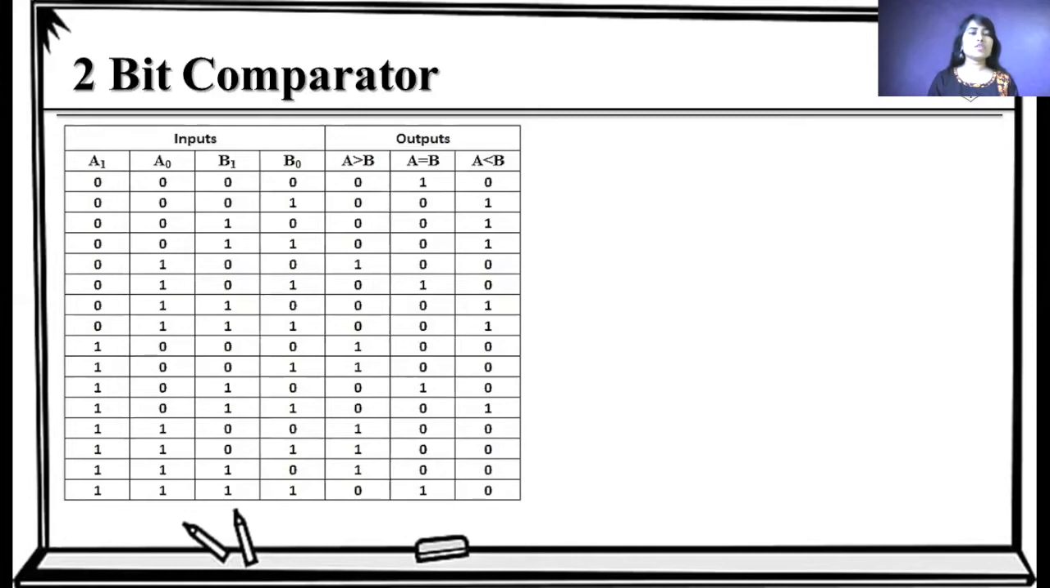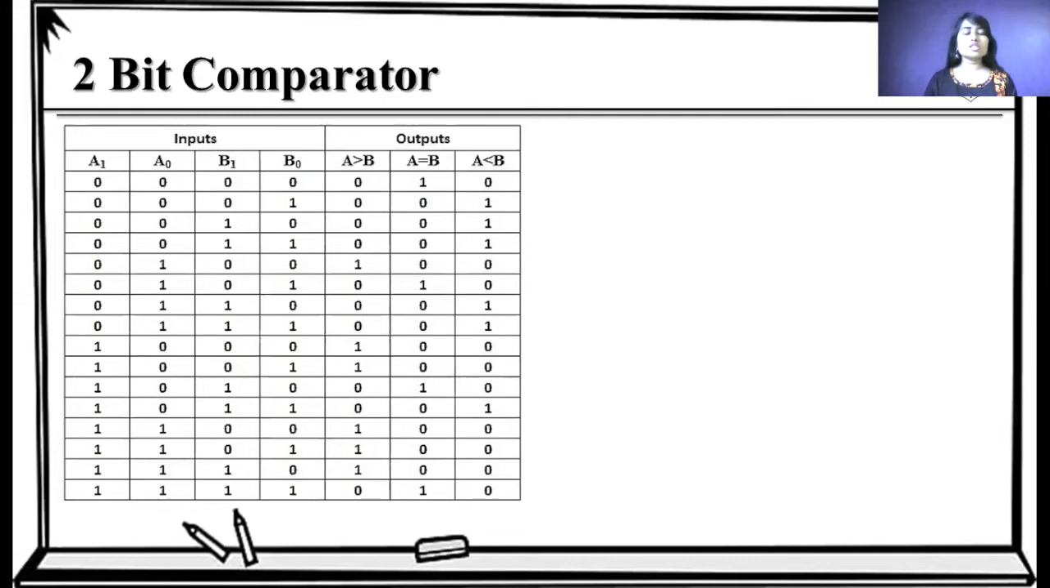So let's compare first A1, B1. Here we have 0, 0, so A1 and B1 are both the same. So compare A0, B0. A0, B0 are again both 0. So ultimately A1, B1 is 0 and A0, B0 is 0, that means A equals B. So here A greater than B is 0, A equals B is 1, and A less than B is 0.